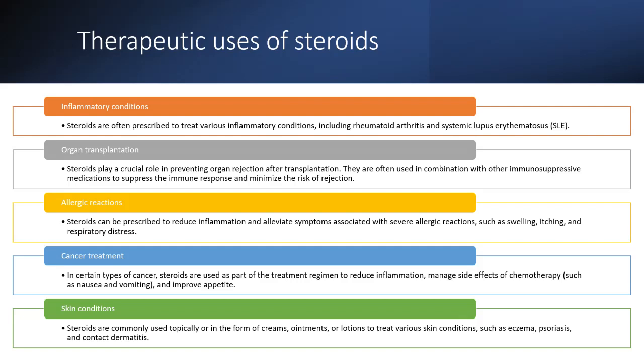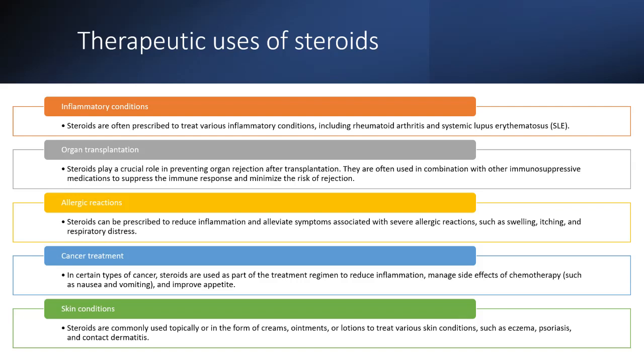Cancer treatment. Steroids are also utilized in the treatment of certain types of cancer. They are included in treatment regimens to reduce inflammation, manage side effects of chemotherapy, such as nausea and vomiting, and improve appetite. Additionally, steroids can help mitigate some of the immune system's adverse reactions to cancer therapies. Skin conditions.